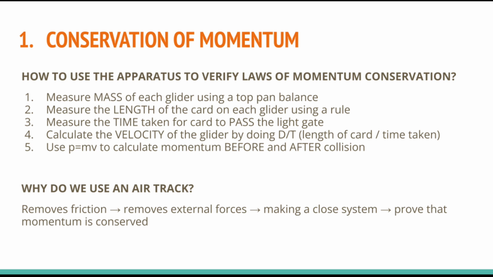So you want to measure the mass of each glider using a top pan balance, measure the length of the card on each glider using a rule, measure the time taken for the card to pass the light gate, and calculate the velocity of the glider by doing distance divided by time, or the length of the card divided by the time taken for it to pass the light gate. Then you want to use the momentum equation to calculate momentum before and after the collision. And then you want to compare the momentum before and after collision and determine whether it verifies the laws of momentum conservation.